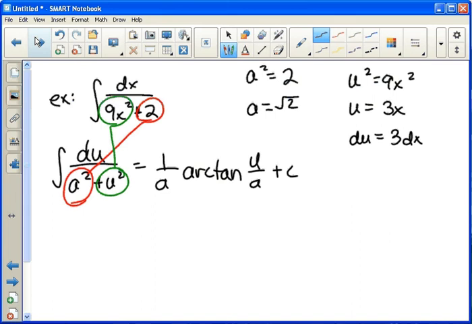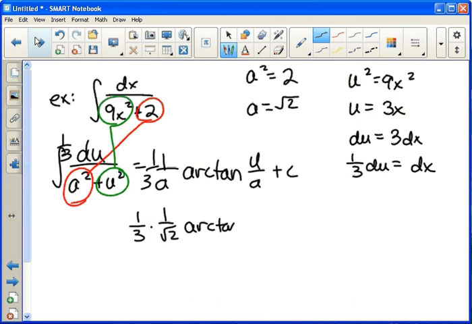Very similar to u substitution. And we're going to have to put a 1/3 with the du. Well, if we put a 1/3 on that side, we've got to put a 1/3 on this side as well. So when we go to plug it in, we just need to put a 1/3 out front and then do 1 over a arctangent of u, which is 3x, over a, which is square root of 2, plus c.